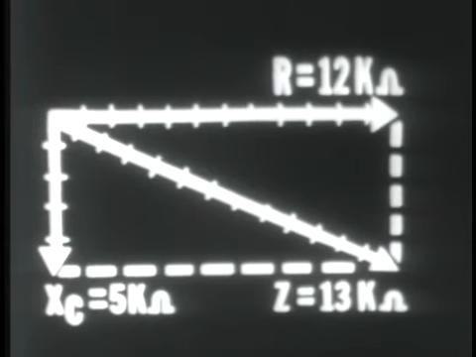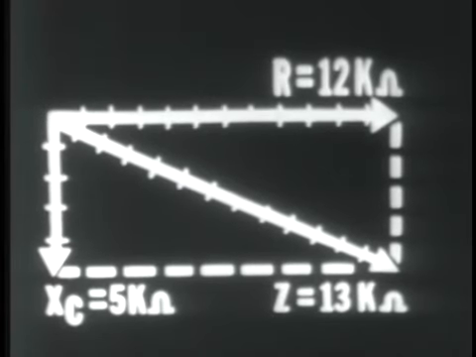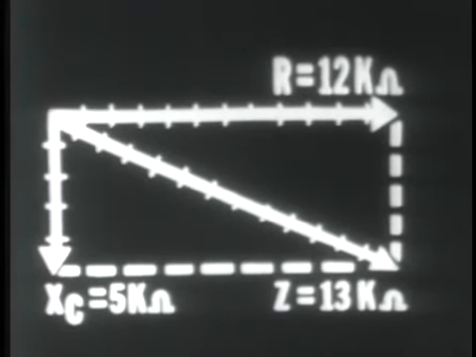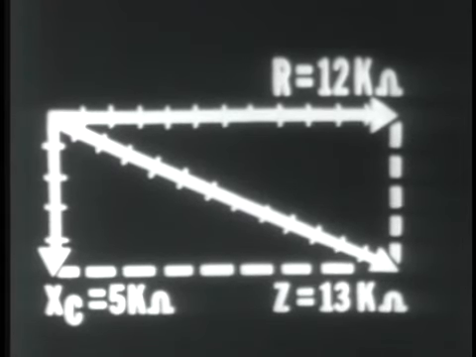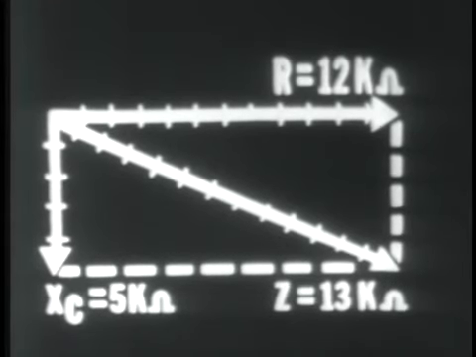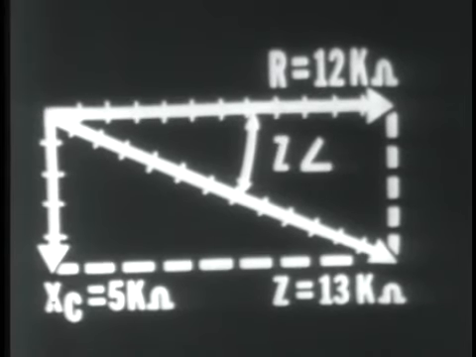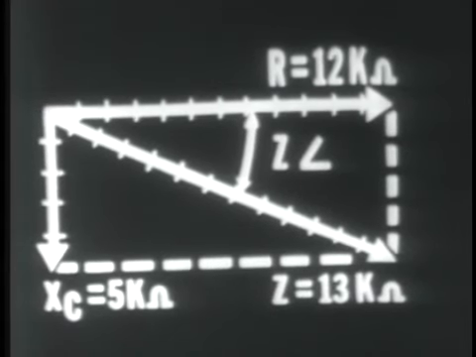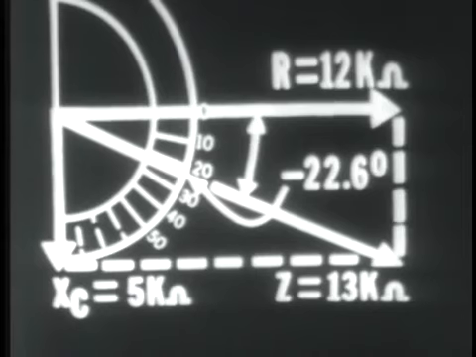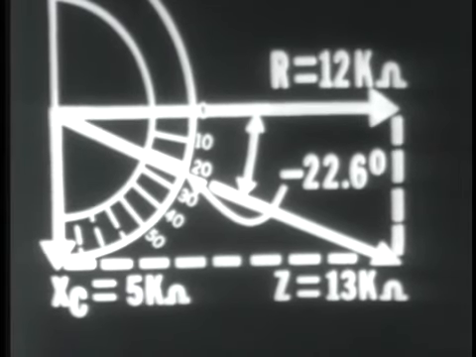If we measured our radius vector or our impedance vector, they are one and the same, it would measure 13 units long, which would be equal to 13 k ohms. So we have an impedance of the circuit of 13 k ohms. Now, we have an angle generated here, that is the angle between R and Z, which is the impedance angle. And we can measure this angle with a protractor. Accurately reading our protractor, it would read 22.6 degrees.